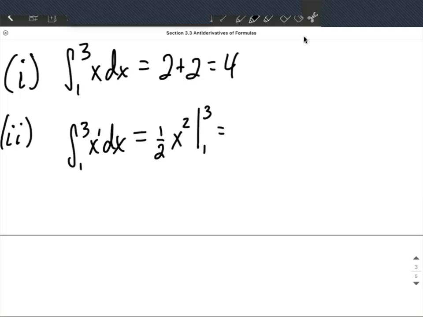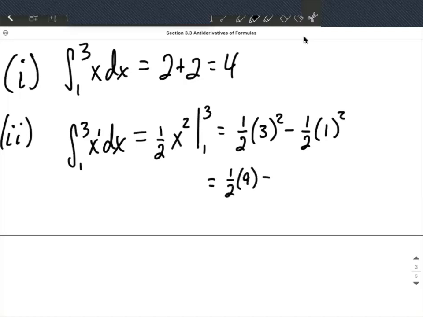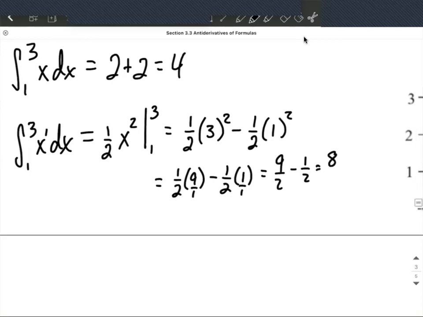So to do that, what we do is we first plug in the 3, the upper bound, and then we subtract away when we plug in the lower bound. So in our case, this is going to work out to be, we'd square the 3 first, so we get 1/2 times 9 minus 1/2 times 1, or this is really 9/2. Treat that 9 as though it's in the numerator. Treat that 1 as though it's in the numerator. Minus 1/2 works out to be 8/2, or 4.